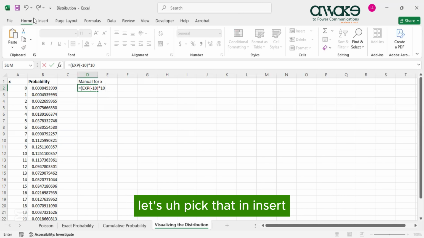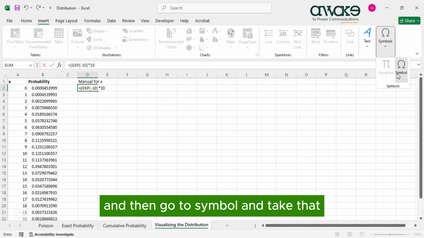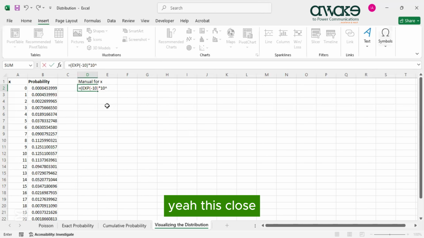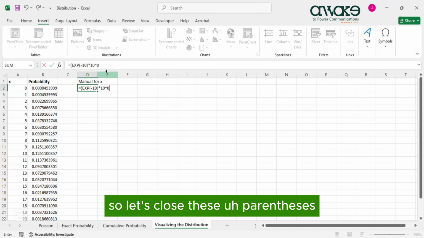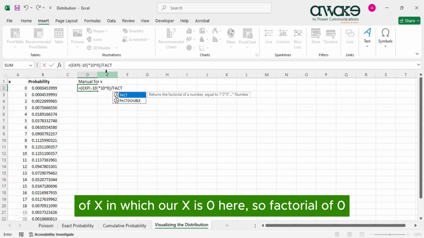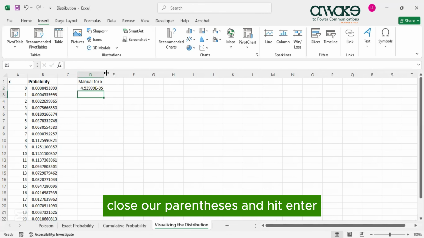We'll say to the power of 0. Let's pick that in insert, then go to symbol, take this, close. So the power of 0, that is x. So let's close this parentheses, then divide this by factorial of x, in which our x is 0 here. So factorial of 0, close our parentheses and hit enter.